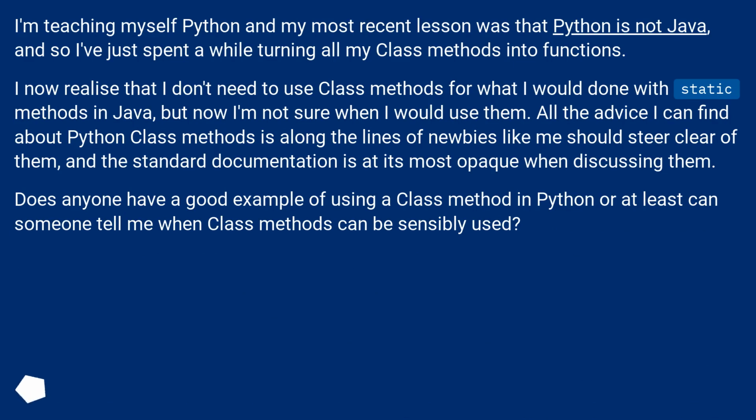All the advice I can find about Python class methods is along the lines of newbies like me should steer clear of them, and the standard documentation is at its most opaque when discussing them. Does anyone have a good example of using a class method in Python, or at least can someone tell me when class methods can be sensibly used?